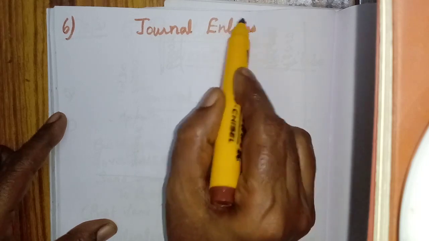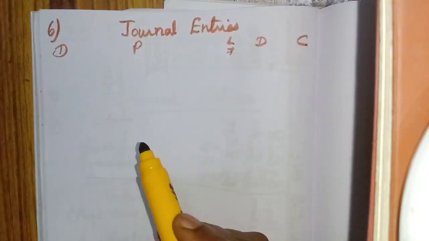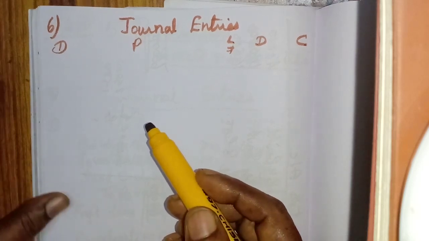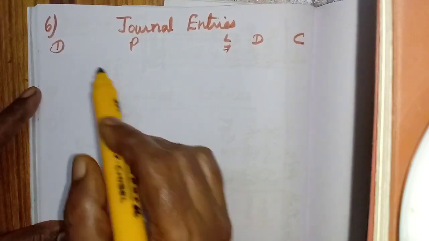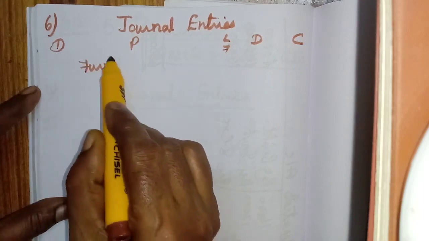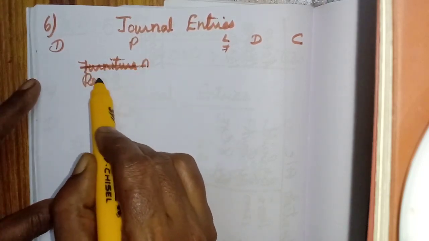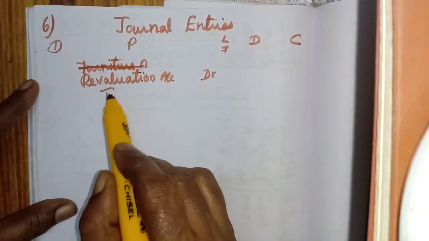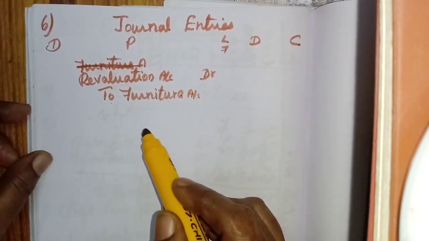First write the number 6. Journal entries. Date, particulars, LF, debit, credit. First, furniture loss, isn't it? So we will record all the loss items. Sorry, for loss items, you have to write the revaluation account debit, to furniture. All the loss items we will enter. Building profit, leave it.